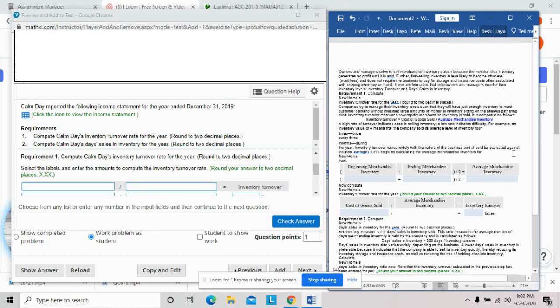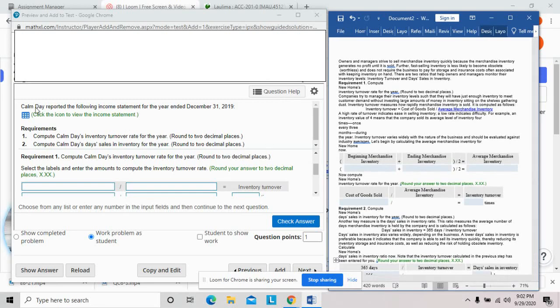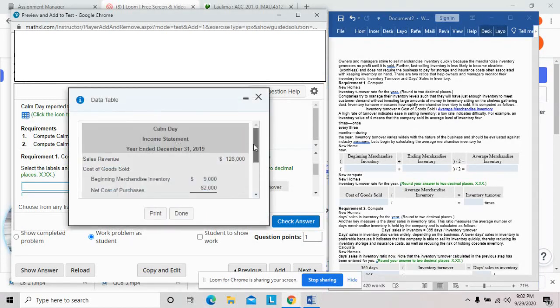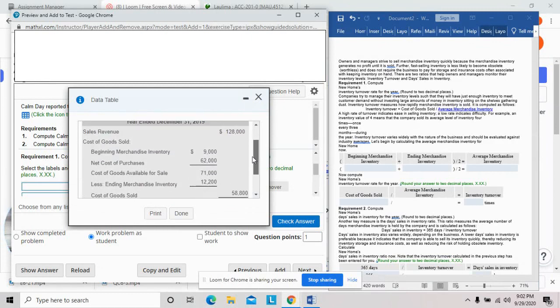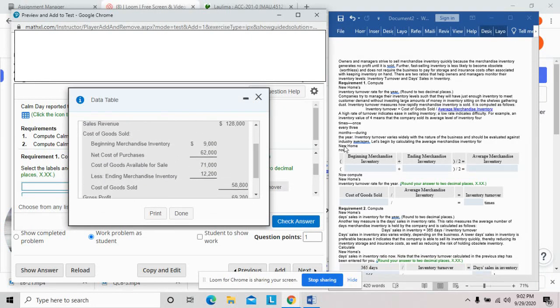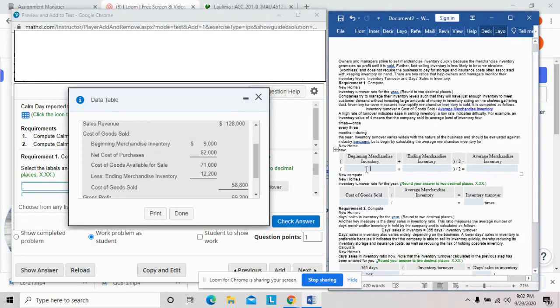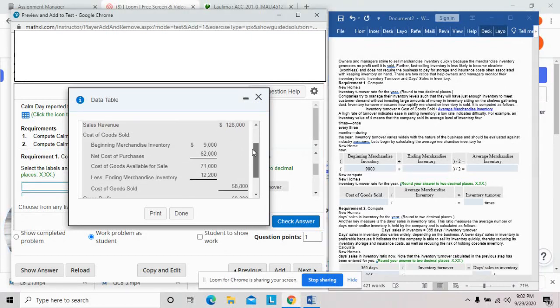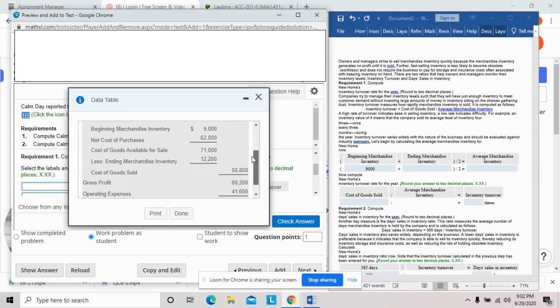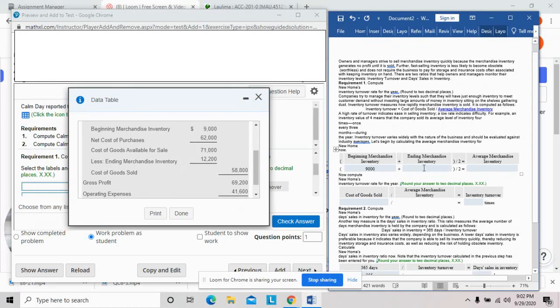First, I'll be finding the average merchandise inventory. That will be equal to the beginning merchandise inventory plus the ending merchandise inventory, divided by 2. I'll look at the income statement here. The beginning merchandise inventory can be found right here in this income statement, 9,000. Ending merchandise inventory can be found here, 12,200, in the income statement. Add those two numbers, divide by 2.